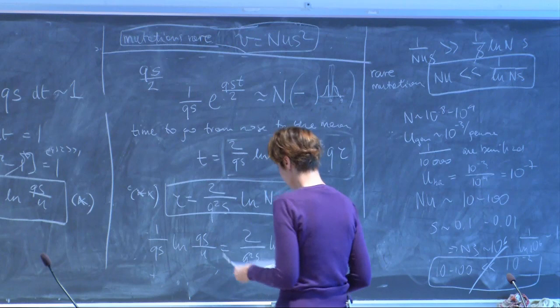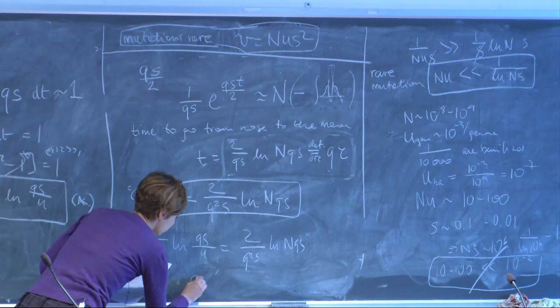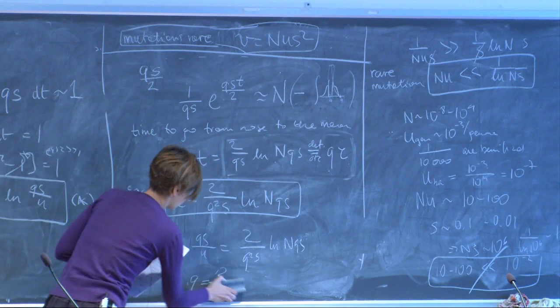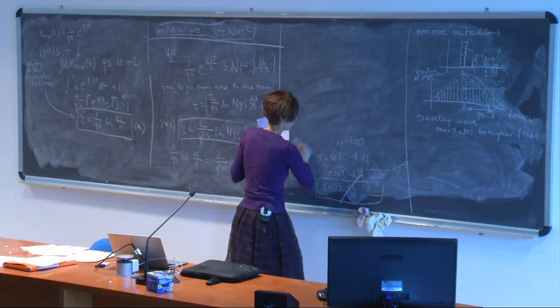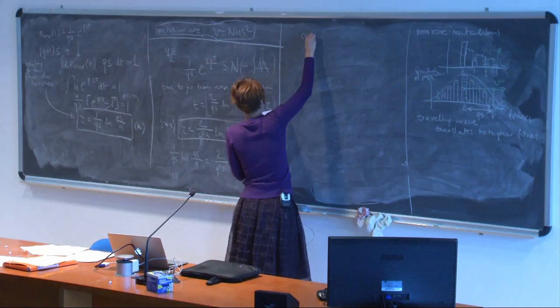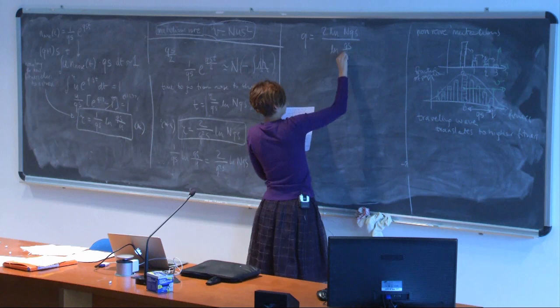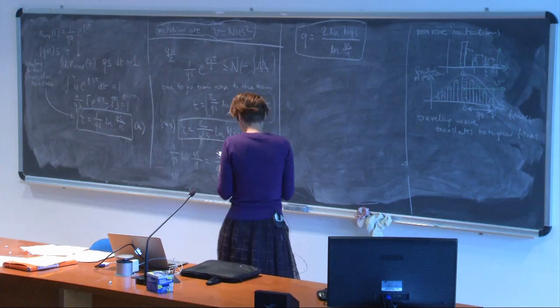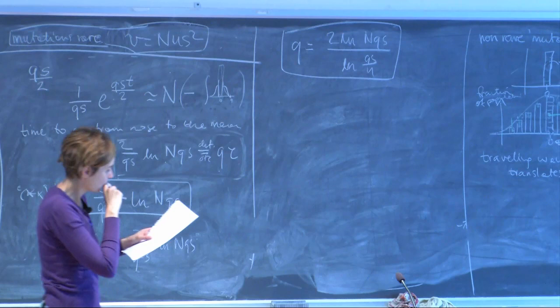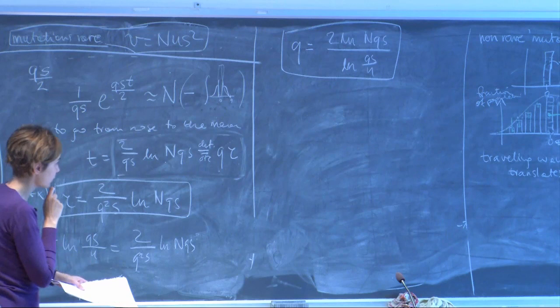Okay, and so from that, I get Q equal 2. Well, why don't I go up there again? Q equal to 2 log NQS over QS over U. Okay. So this gives us a solution for Q. So this is where the tip of the distribution is. So okay, the only thing is that you see this is an implicit equation for Q.